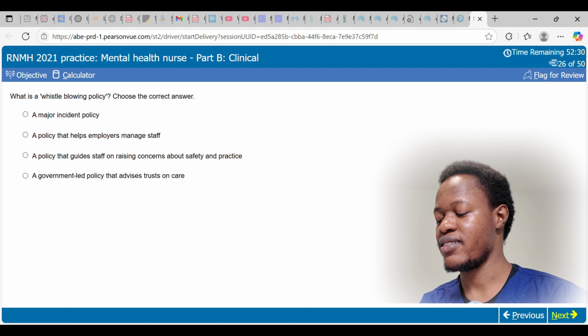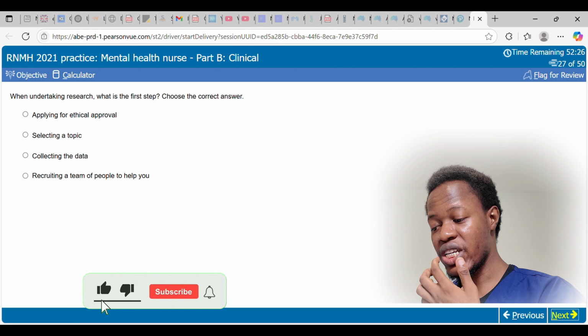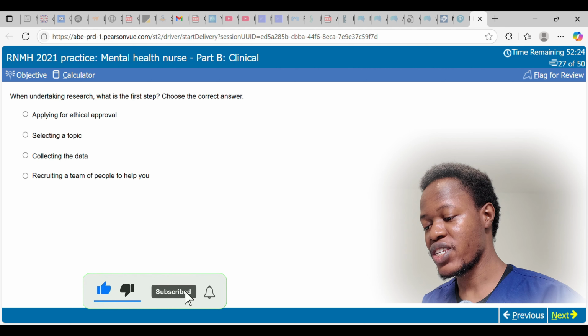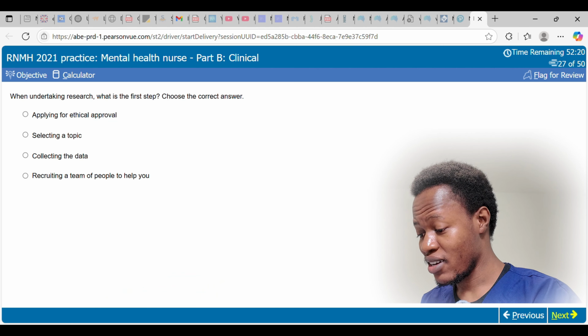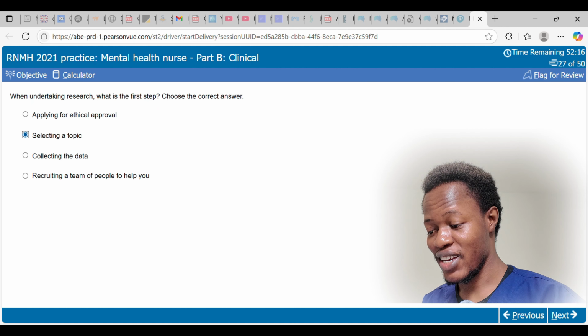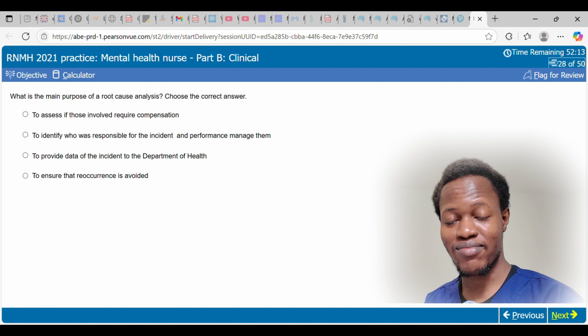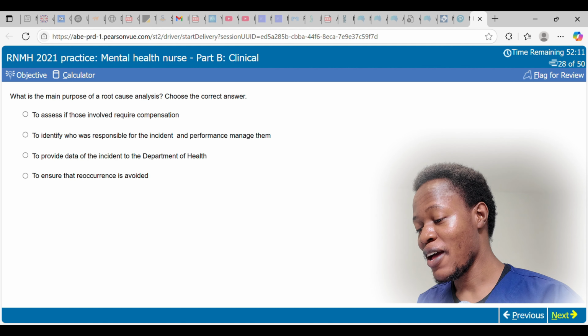I think that's our answer. When undertaking research, what is the first step? Choose the correct answer. It's to have a topic. Yeah, option B. It's to have a topic. There's no discussion. I know that's the right answer.